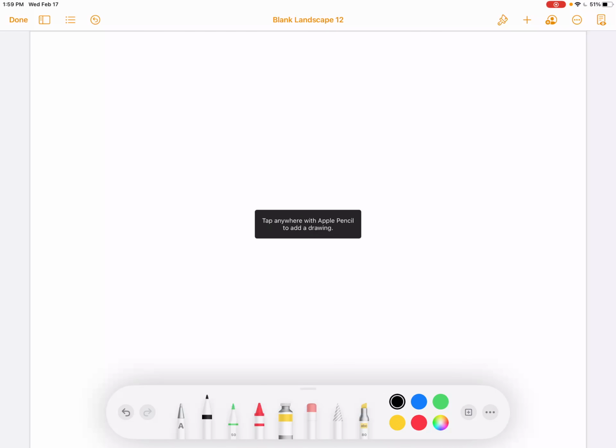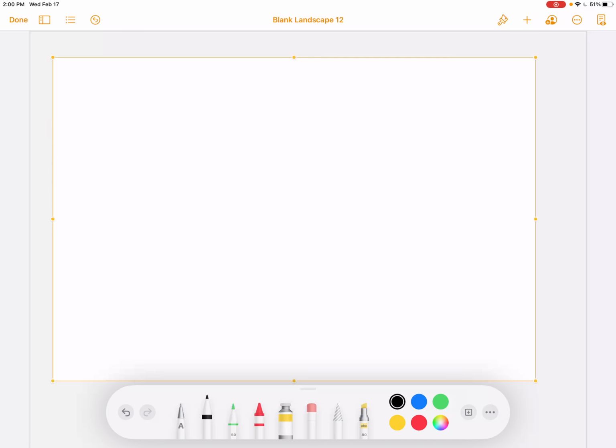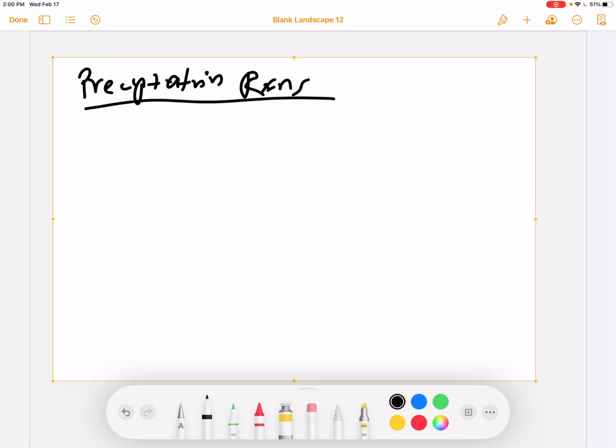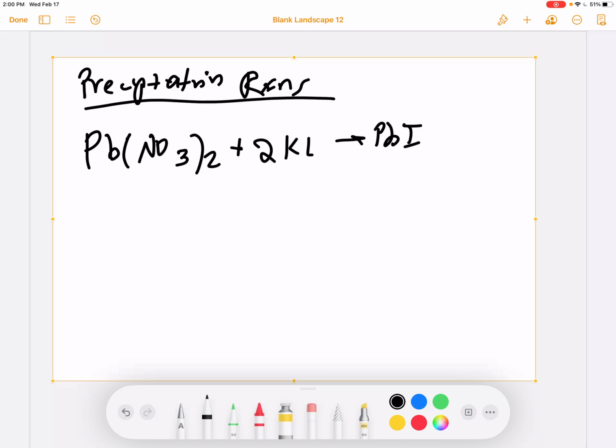We are going to be doing spectator ions and ionic equations. This kind of equation only works with precipitation reactions. If we write out a precipitation reaction, this is one of the easiest things to do in this chapter.